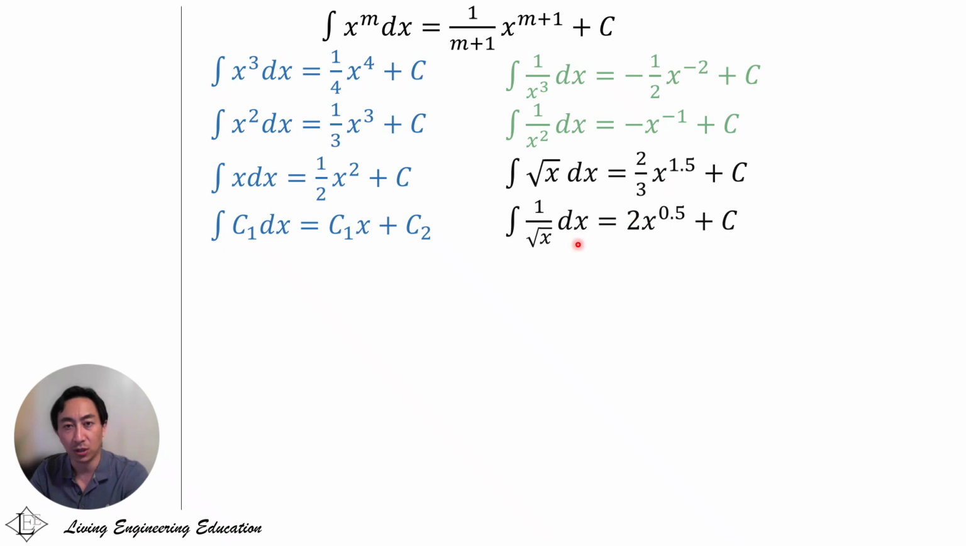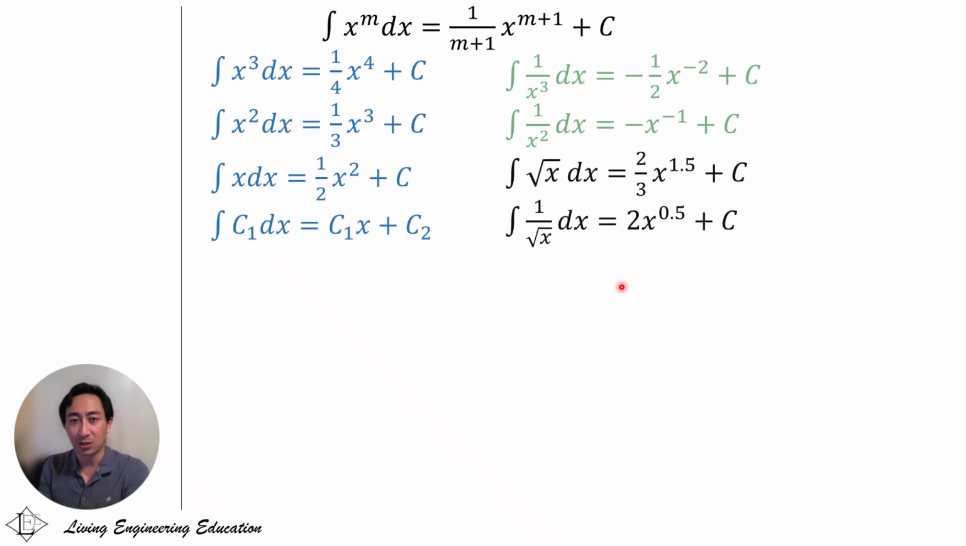It could also be 1 over square root of x. In this case, this would be x to the power -1/2. You plug in -1/2 right here, you get 1 over -1/2 plus 1. That would be 1 over 1/2, or 2, times x to the power -1/2 plus 1, or x to the 1/2, or square root of x. So all of this works, but there is one case that doesn't work.